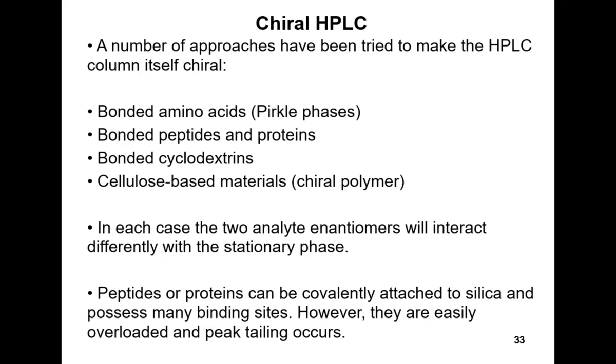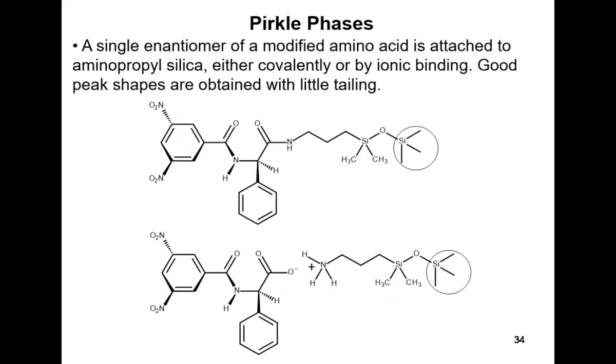They do give quite complex binding sites, so you can get quite a distinct interaction with different enantiomers, but they're not terribly effective because they're easily saturated with binding of sample molecules, so you get overloaded and you get that peak tailing effect coming in. So just focus on adding a single amino acid.